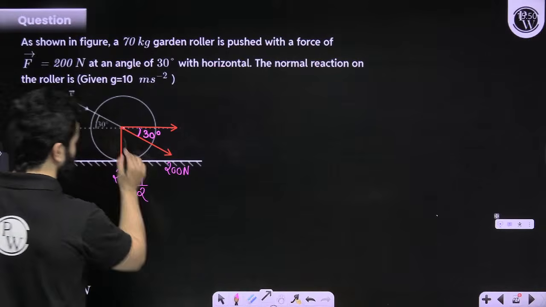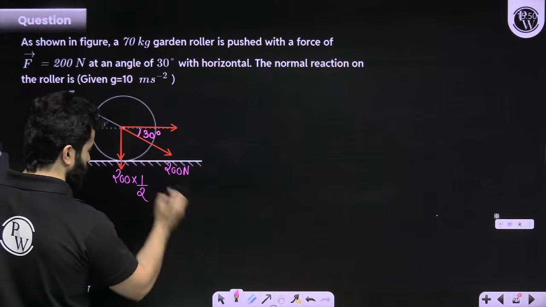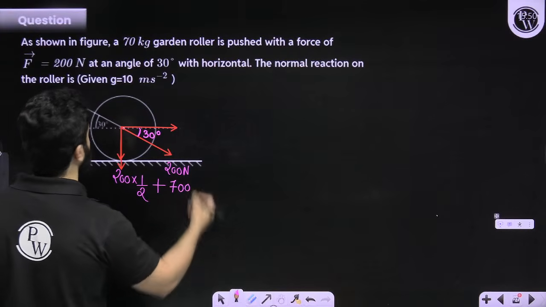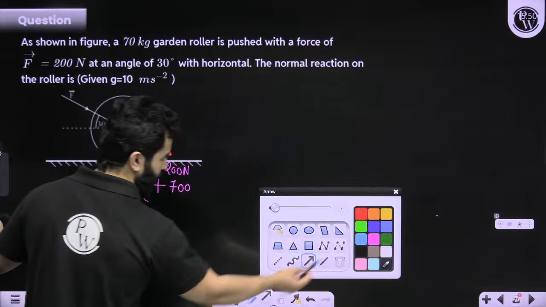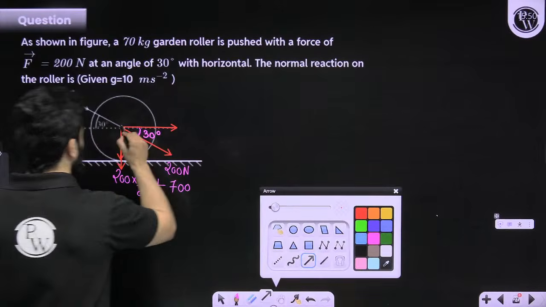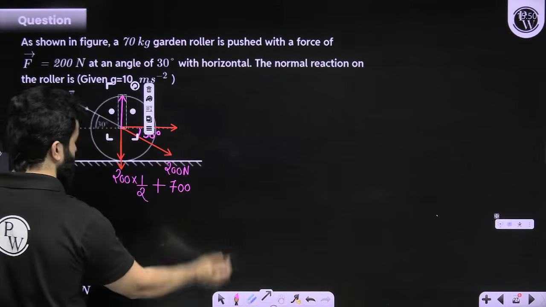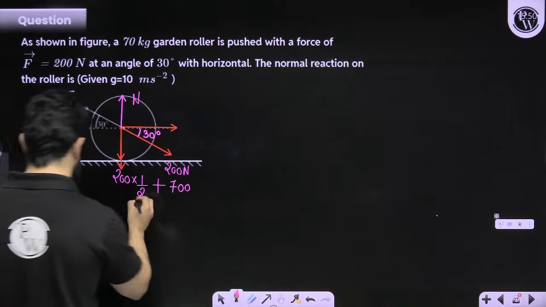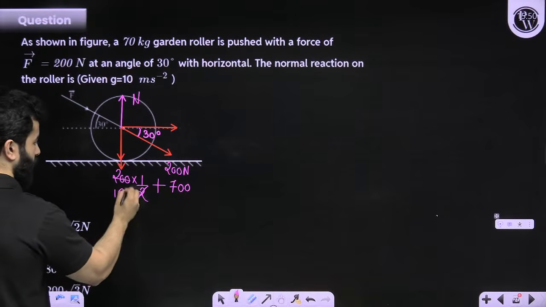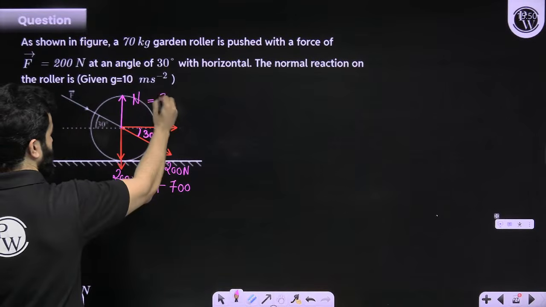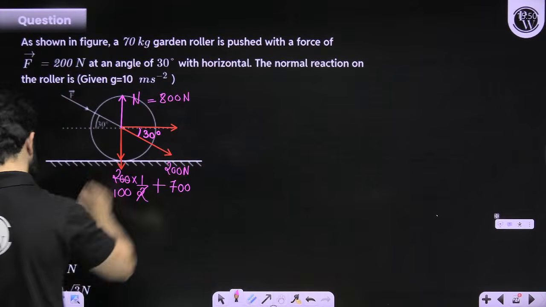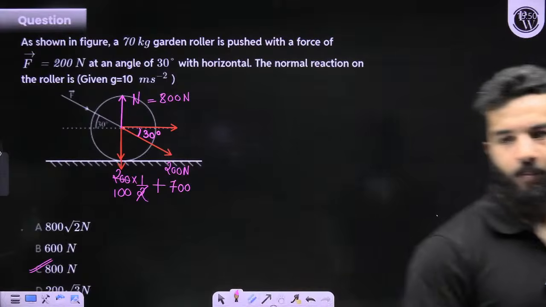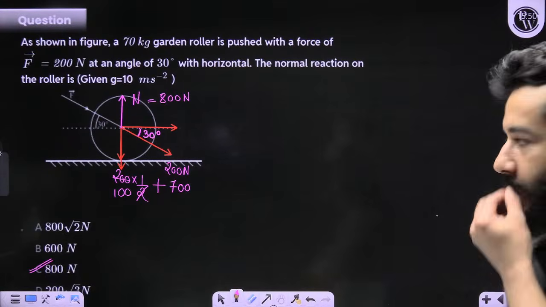Along with this, you also have mg. So plus mg, and mg is 700 Newton. Clear? So the normal reaction will be simply the sum of these two things. That means 100 plus 700, that is 800. So this is an easy question. 800 Newton is the correct answer. Clear?